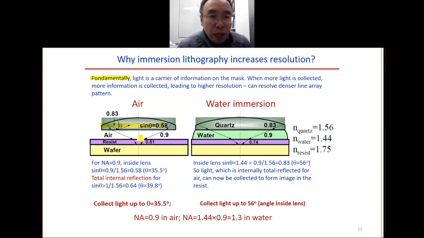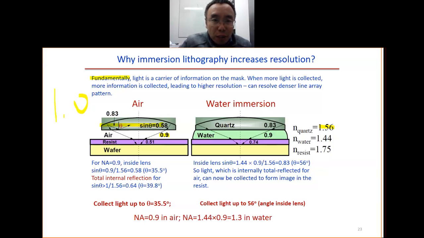Another way, as you see here, is when we have the liquid, we also collect more light. Here we look at the details. The index for water is 1.44, that for quartz is 1.56, and for the resist 1.75. In this case, the maximum sine theta we can collect is 0.9. In theory, you can go to 1.0.